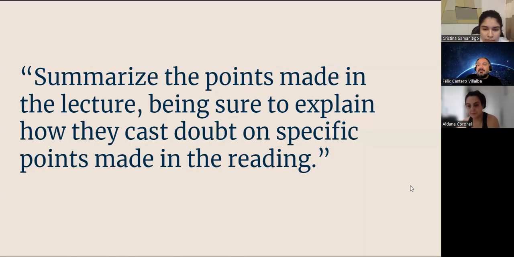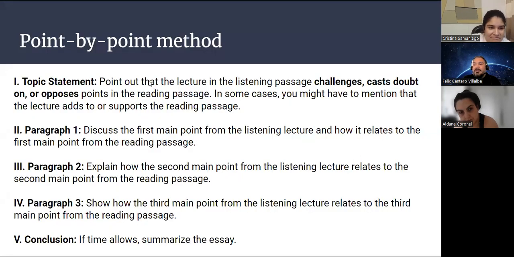Now, what you have to do is summarize the points made in the lecture, being sure to explain how they cast doubt. Your key verb there is "cast doubt" on specific points made in the reading. So now I'm going to give you 5 minutes to write your topic statement. Your topic statement is one or two sentences where you point out that the reading was about this. However, the lecture cast doubt, and explain a little bit of how it cast doubt, okay?